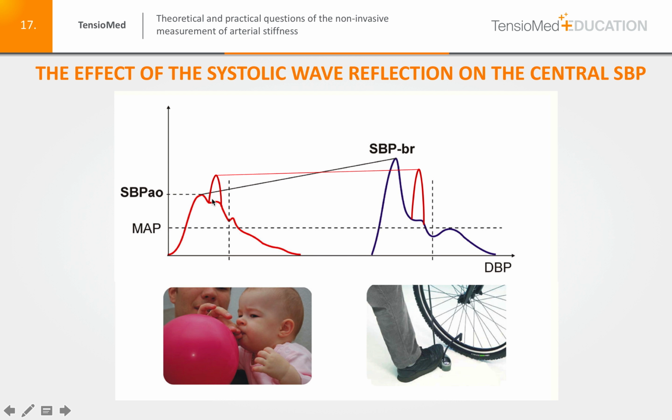What happens if we see an increased augmentation index due to the increased peripheral vascular resistance? In this case, the second reflected systolic wave amplitude will be increased. Thus, not the first systolic wave, but the second, the reflected one, will create the highest pressure in the aorta. So this will be the central systolic blood pressure.